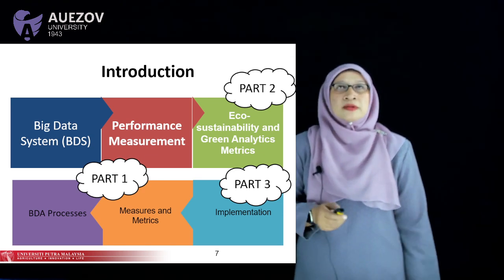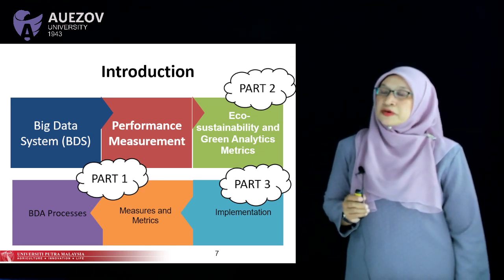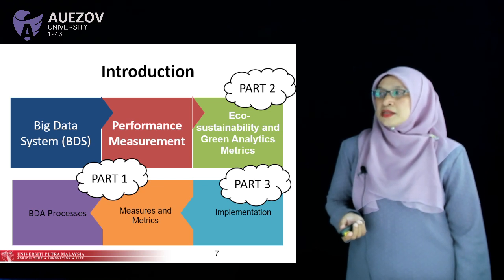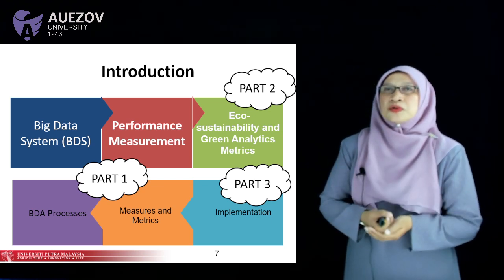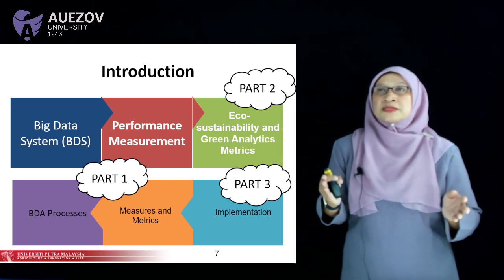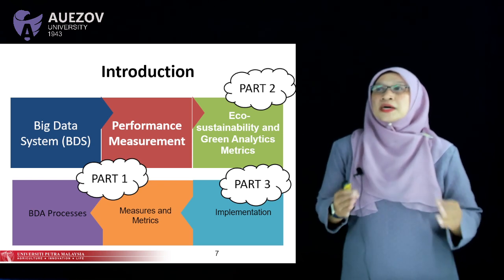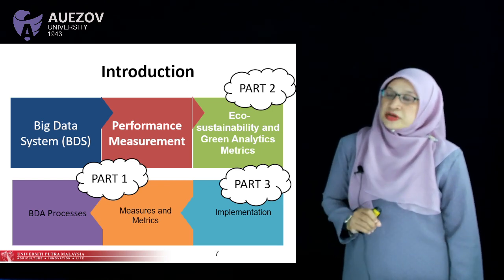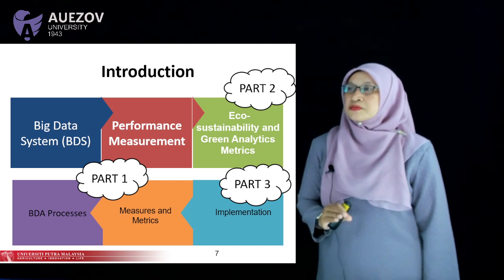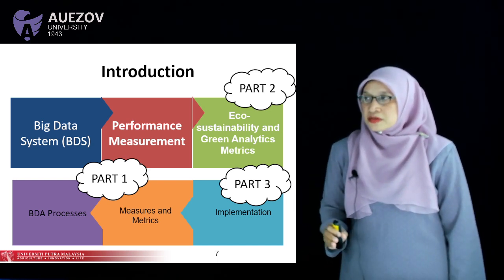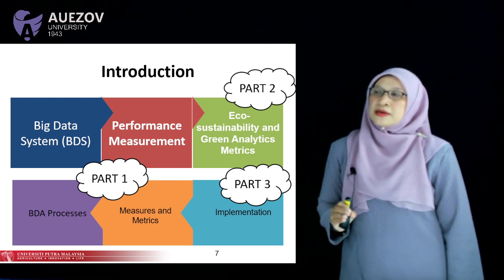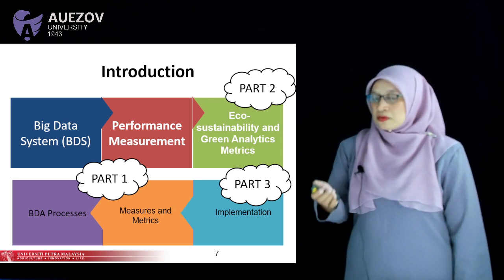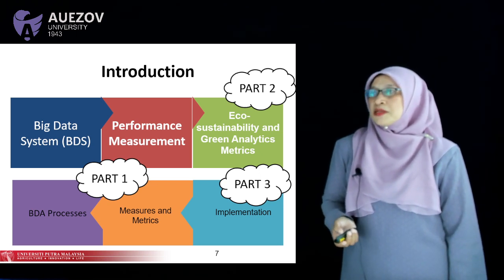In this presentation, I will divide into three major parts. Part one is on big data analytics, because to be scoped further, it's not about the big data system, which is very general, so we go for the big data analytic system. So big data analytic system processes, measures and metrics is the first part. The second part is on eco-sustainability and green analytic metrics, which is on the sustainability. And part 3 is on the implementation, which, as mentioned just now, is the prototype development, one system that we created for the implementation.